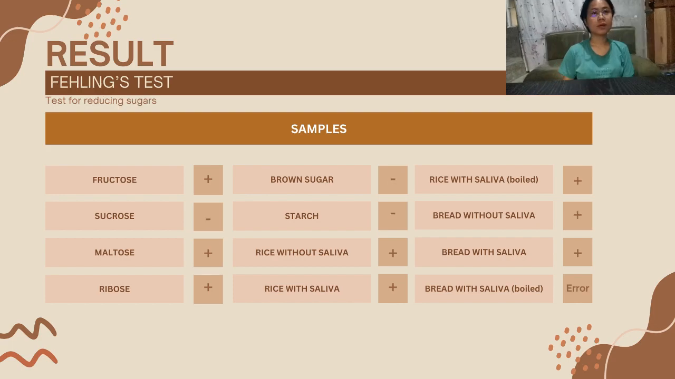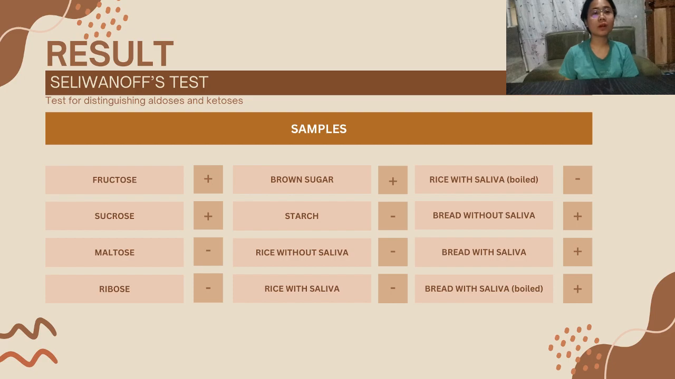Based on the result from Fehling's test, also a test for reducing sugars, most of the samples showed positive results. And as you can see, the results from Fehling's test are different from the results of Benedict's test. However, in the results from Barfoed's test, a test for monosaccharides, half of the samples showed positive results and the other half showed negative results.